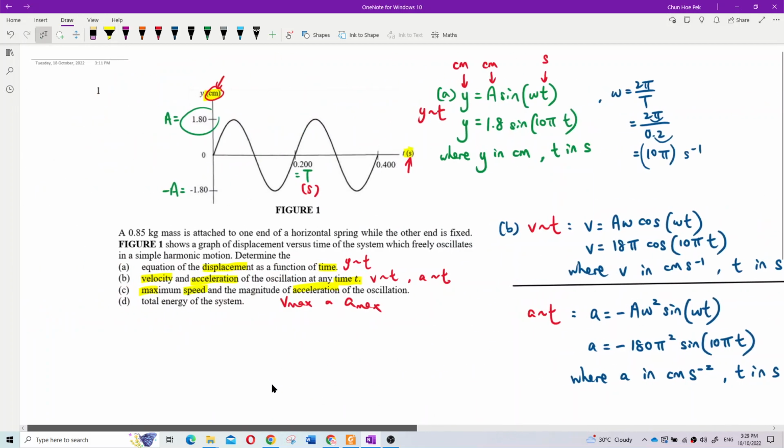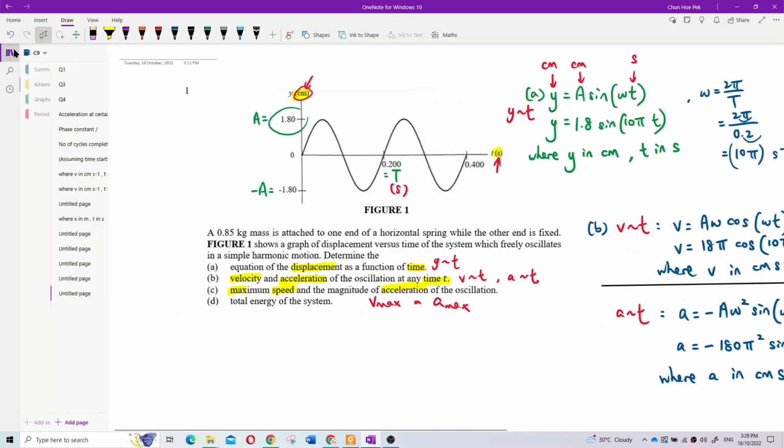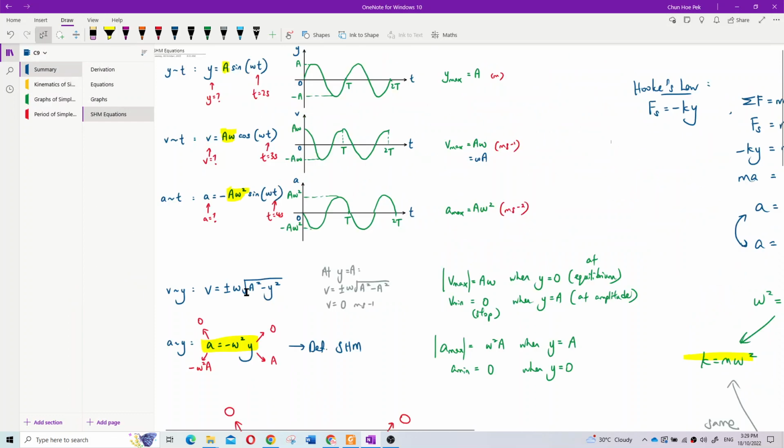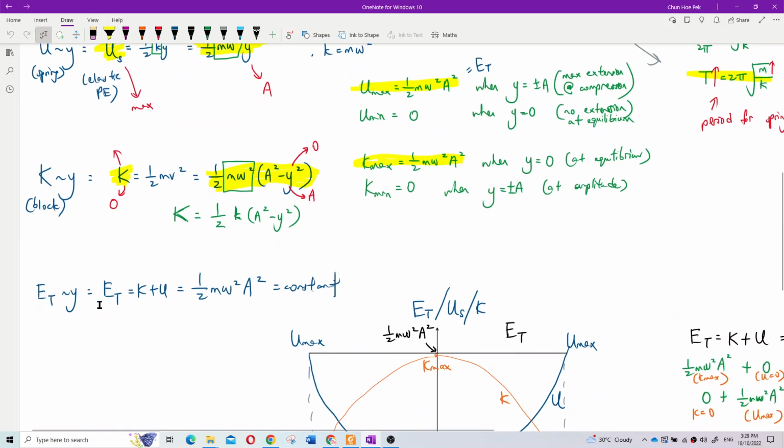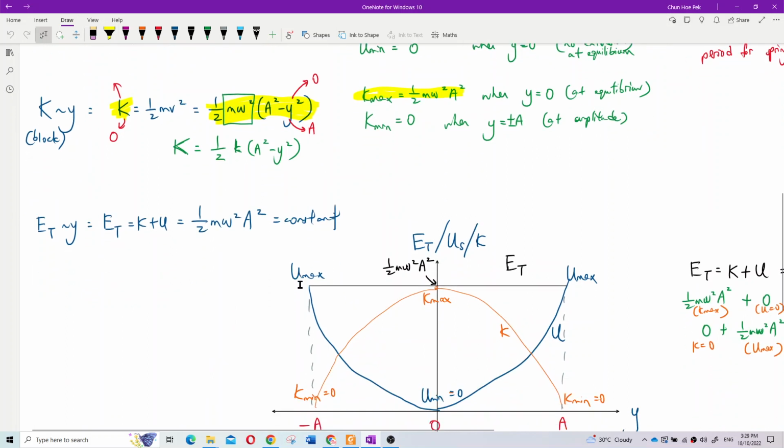Okay, next. Total energy of the system. So total energy, what's the formula again? Half m omega square A square, amplitude square. Total energy is always constant all the time. It is actually either K max or U max, because when K is max, the potential energy is 0. When U is max, the kinetic energy is 0.